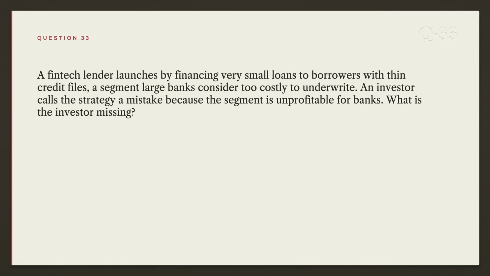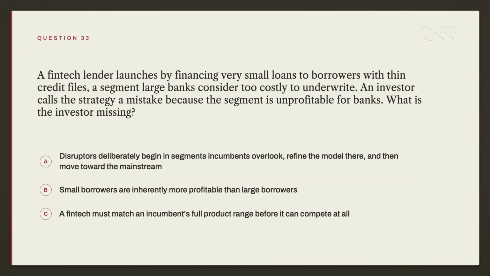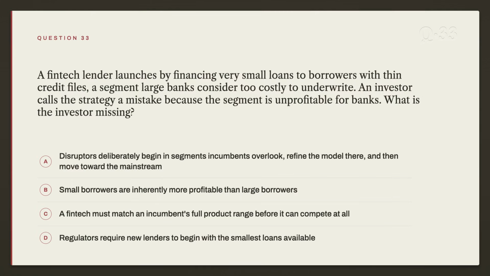Your options are: A. Disruptors deliberately begin in segments incumbents overlook, refine the model there, and then move toward the mainstream. B. Small borrowers are inherently more profitable than large borrowers. C. A fintech must match an incumbent's full product range before it can compete at all. D. Regulators require new lenders to begin with the smallest loans available. Which one is it? Pause the video if you need more time.